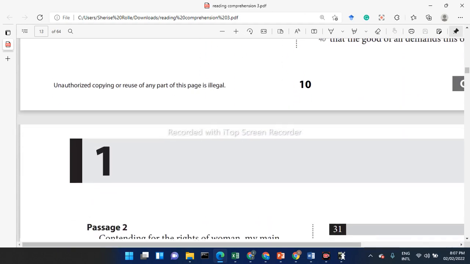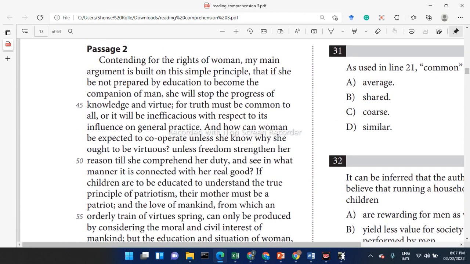Nice. I love it. Okay, so let's read passage 2. Can everyone hear me? Yeah. All right, good.